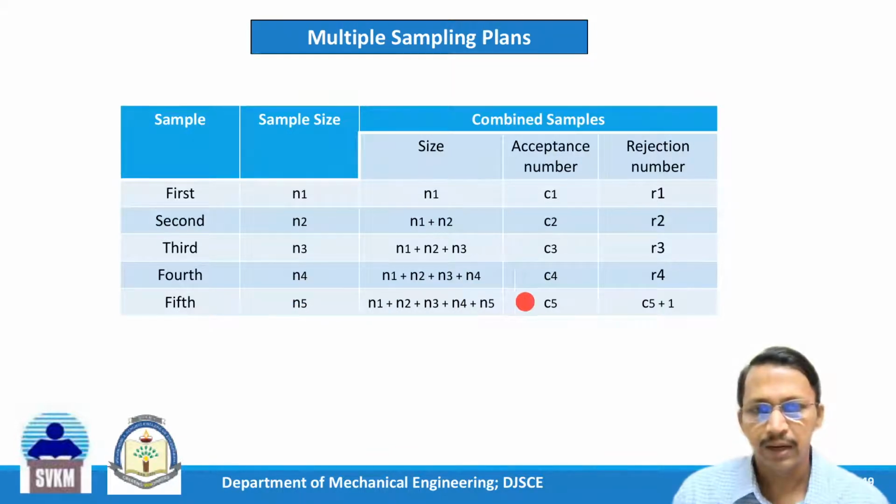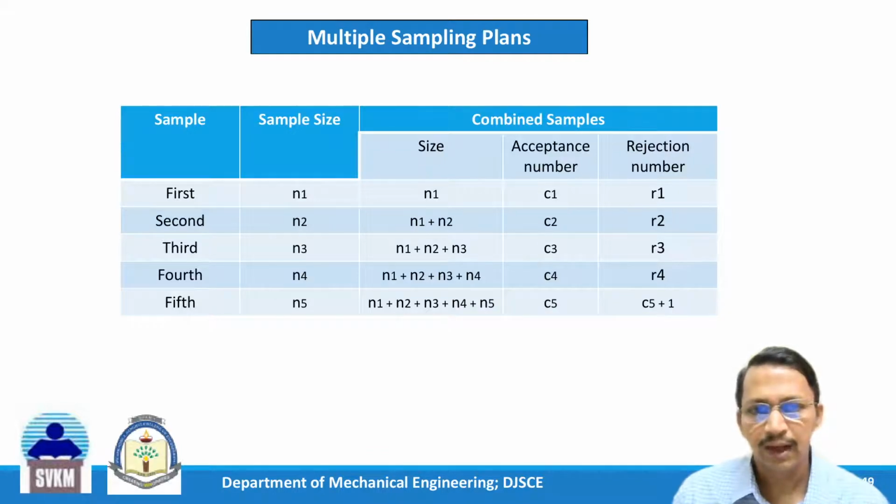Now the fifth sample, again you take the total number of pieces in all the 5 samples and the total number of defectives in these many pieces, and let us say that is D5. So if D5 is less than C5, which is the acceptance number for the fifth sample, then accept the lot. If it is greater than C5, then reject the lot.